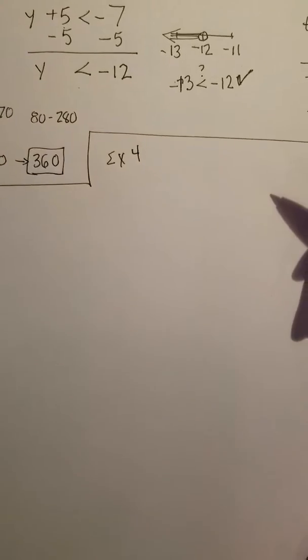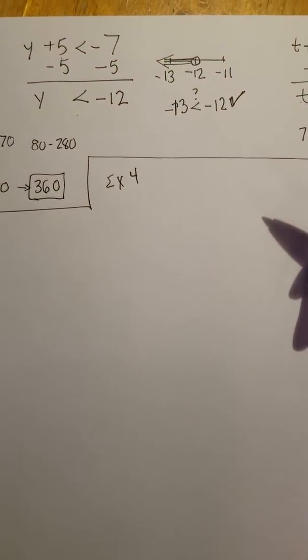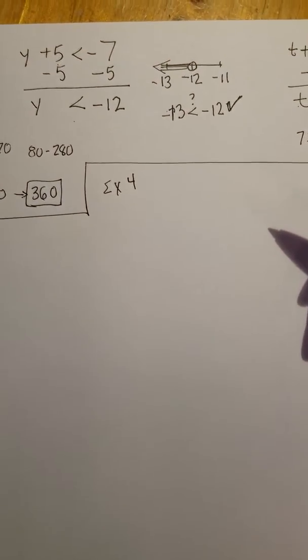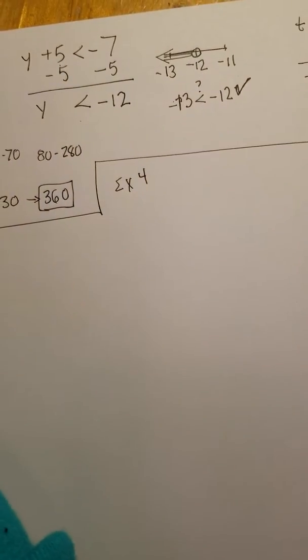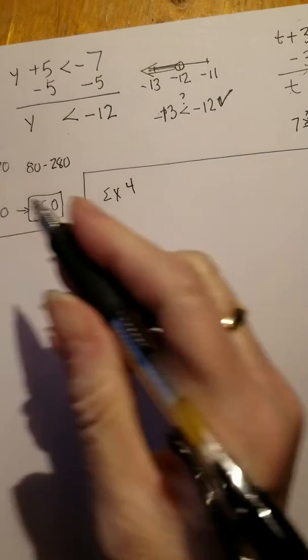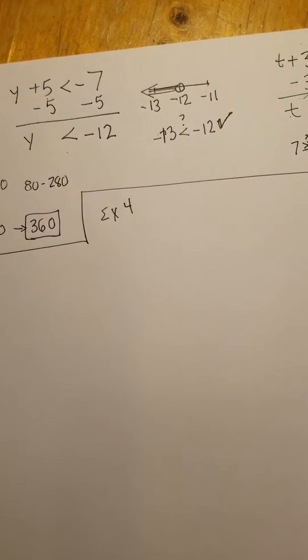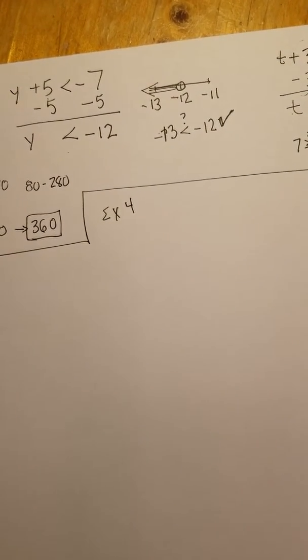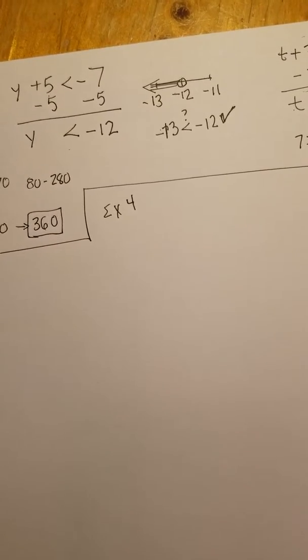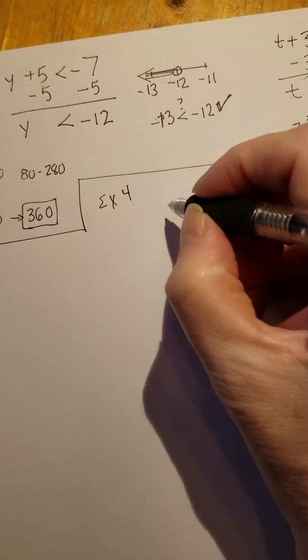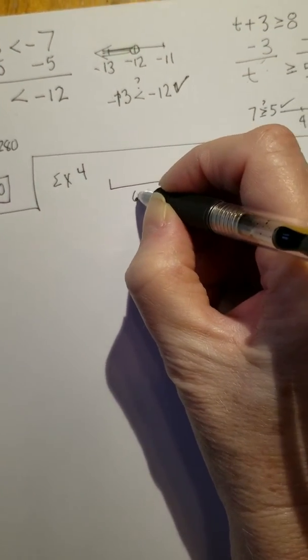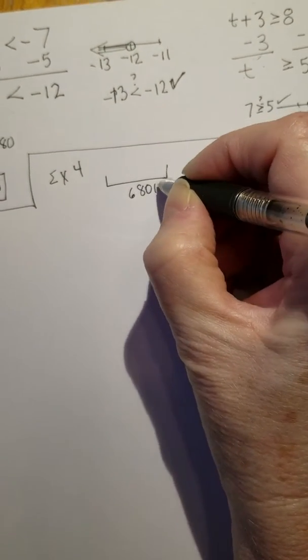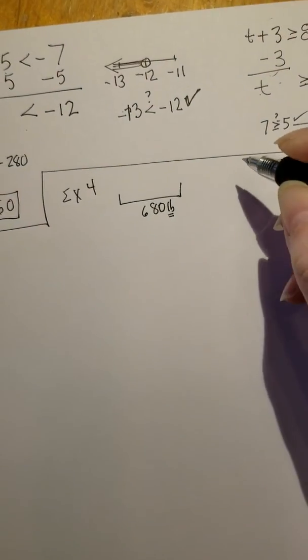Example 4. It's a real-world connection. Safe load. The maximum safe load of a chairlift is 680 pounds. The weight of the person on the lift is 124 pounds, and the weight of the bicycle is 32. How much more weight can the chairlift safely carry? So I have a chairlift, and it has a max of 680 pounds. There's the units.